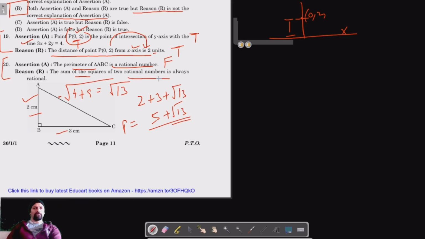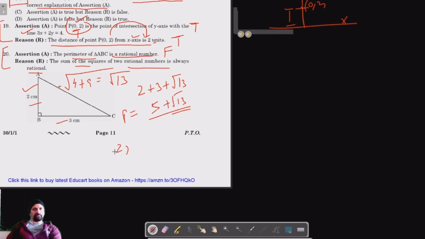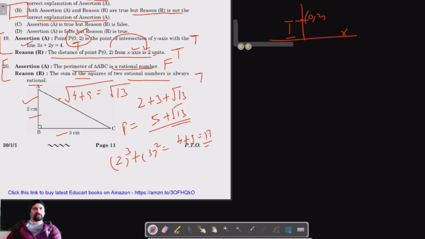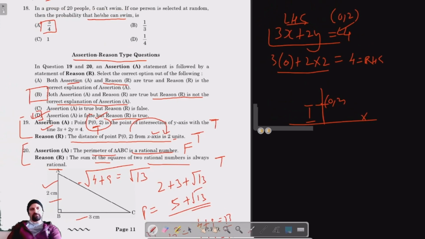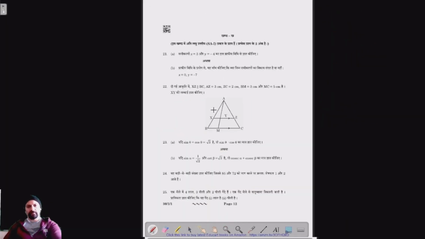Now, the sum of the squares of two rational numbers is always a rational number. That's true, because the sum of the squares of two rational numbers is always a rational number. So assertion is false, but reason R is true. So option D is the correct answer for question number 20. And let's move on to the next page.